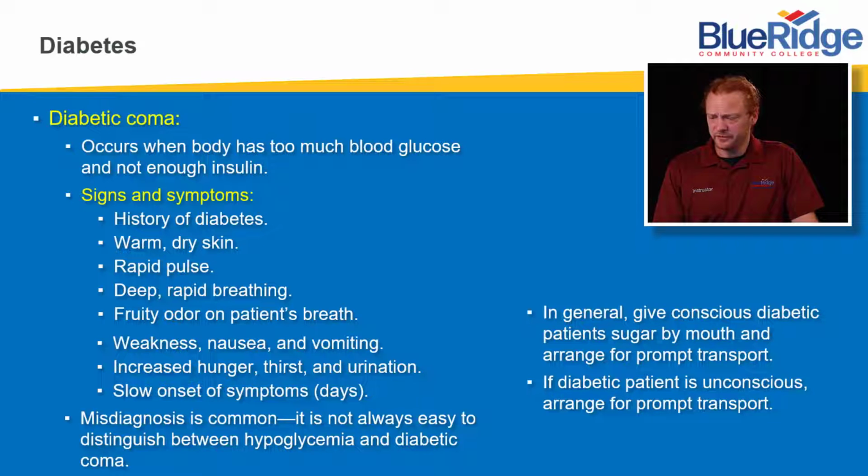And this is usually a slow onset over the course of days. Misdiagnosis is fairly common. It is not always easy to distinguish between hypoglycemia and diabetic coma without an actual diagnostics of the blood sugar. In general, give a conscious diabetic patient sugar by mouth and arrange for prompt transport. We can always fix a slightly elevated sugar later on. If a diabetic patient is unconscious, arrange for that prompt transport and manage their ABCs.